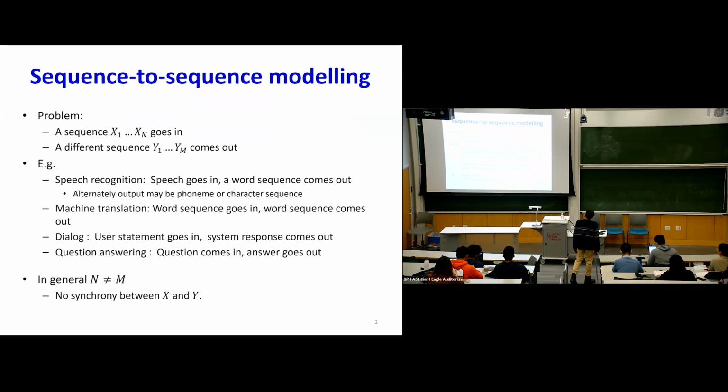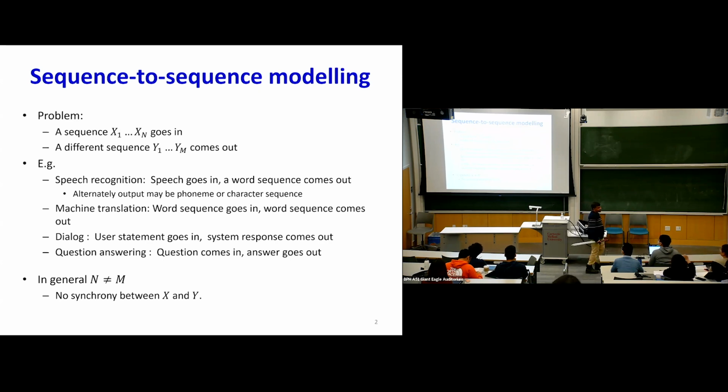And the length of the sequence that goes in may not be the same as the length of the sequence that comes out. So like speech recognition, speech goes in. You might have 1,000 vectors go in over 10 seconds of speech, maybe 40 words come out. Or machine translation, a sentence in English goes in, a sentence in French comes out. Or dialogue systems. This is actually a sequence to sequence conversion problem, where you ask a question and the system responds. It's actually converting your sequence to a different sequence. So this is still just a sequence to sequence conversion problem.